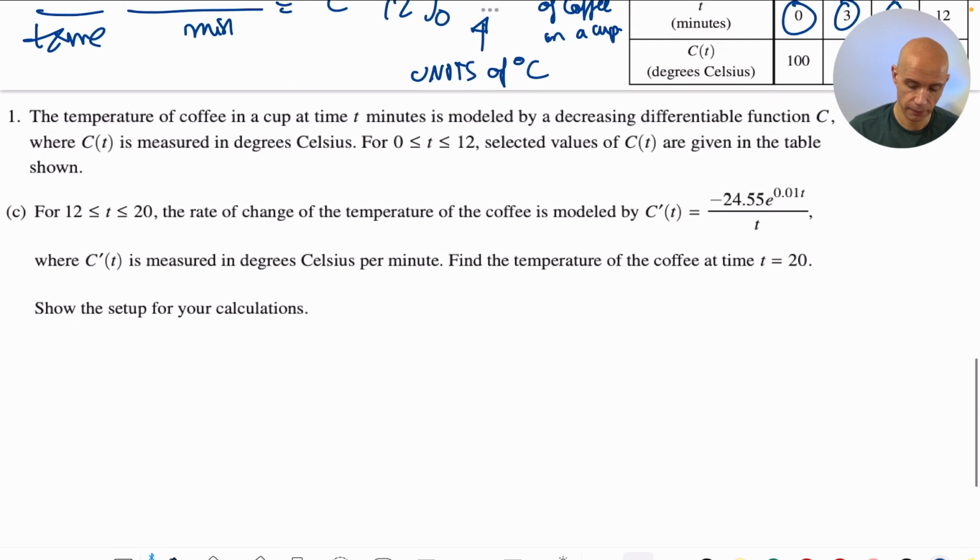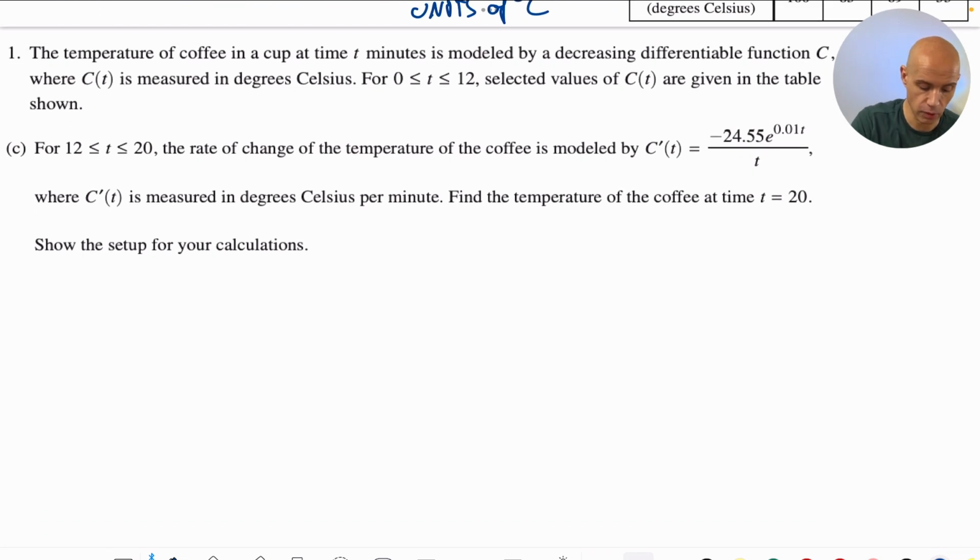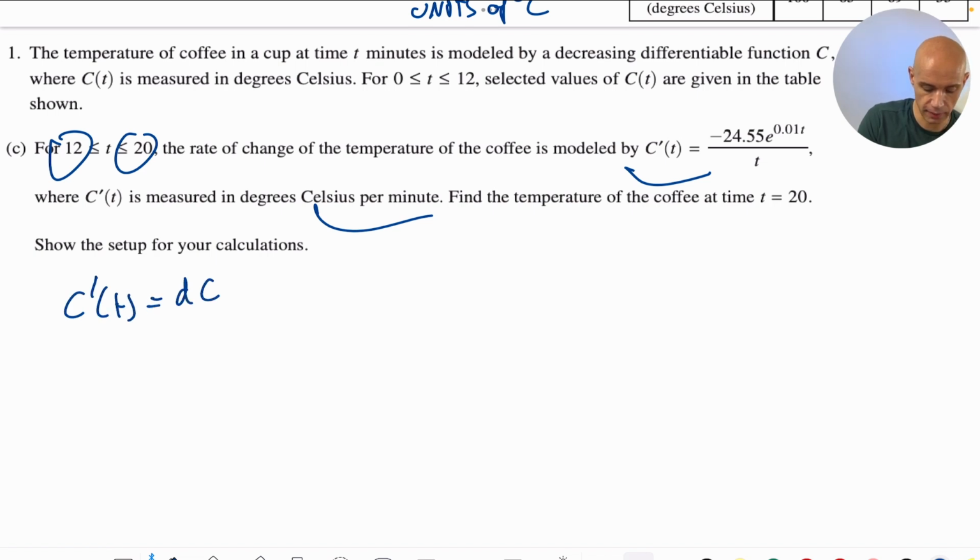Now, the next one says, for the temperature of the same coffee, between 12 and 20 minutes, the rate of change of the temperature is modeled by this function. So that's the rate of temperature, and it says it's measured in Celsius per minute. Well, yes, because C prime of T is this thing, so the units are Celsius divided by time, minutes. That makes sense. Find the temperature of the coffee at 20 minutes. So let's do that. In general, you will encounter this question pretty often.